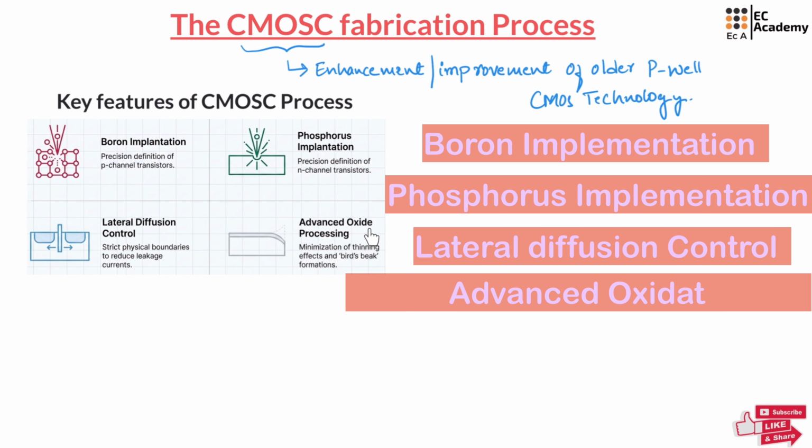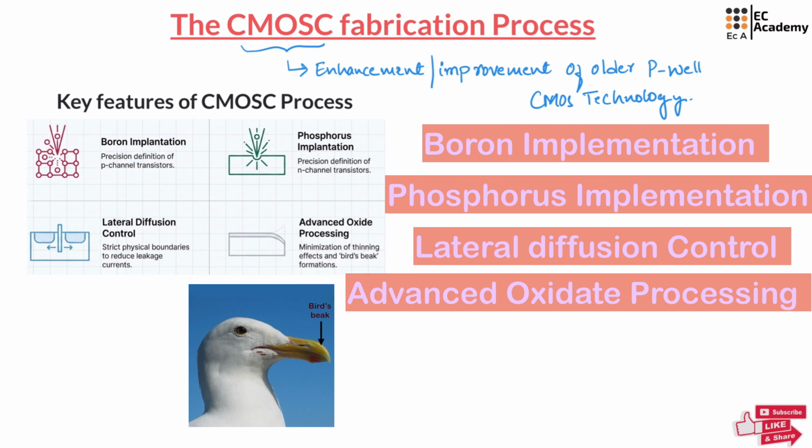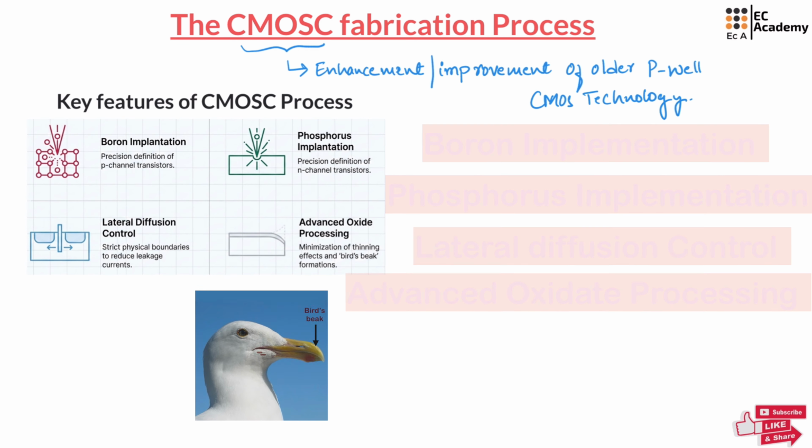The last process is advanced oxide processing. Sometimes while making the chip, the layers will get too thin, as you can see in this diagram. This thinning of the layer will happen exactly at the corner and it starts looking exactly like the beak of a bird. So the CMOSC fabrication process uses enhanced field oxide processing to minimize this effect. So the bird's beak problem is solved.